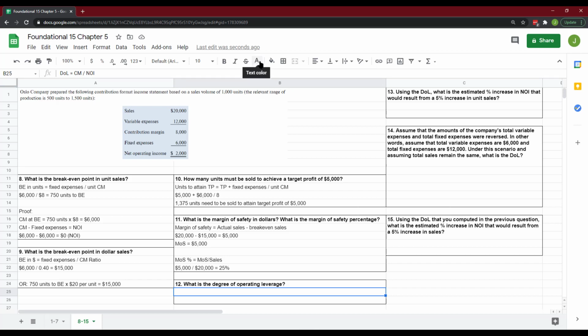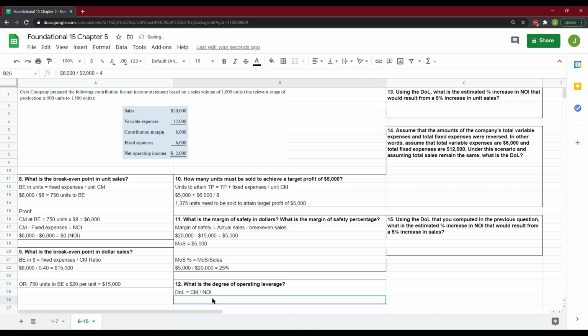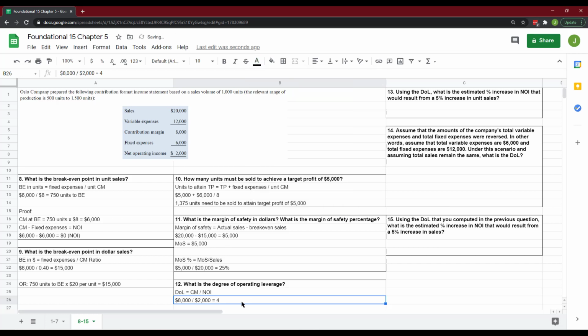It's going to be your contribution margin divided by your net operating income. Okay, so in this case, what's our contribution margin? It's $8,000, and we're going to divide that by our net operating income of $2,000. So our degree of operating leverage is 4. So what does that tell us?